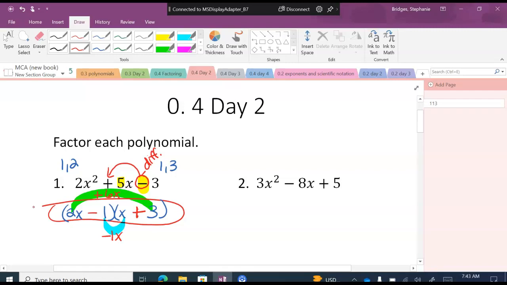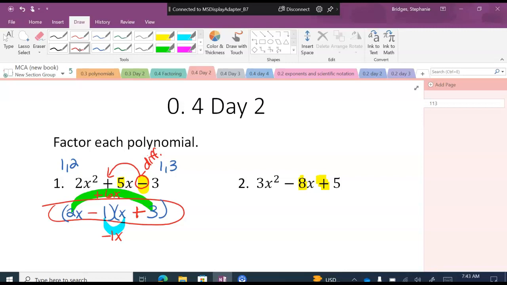Let's take a look at 2. We're going to try this one together. I've got 3x squared minus 8x plus 5. My very first question, do I have a GCF? No, I do not. All right, so again, keeping in mind what we're trying to do, we want to add to get 8. We want to add to get 8.